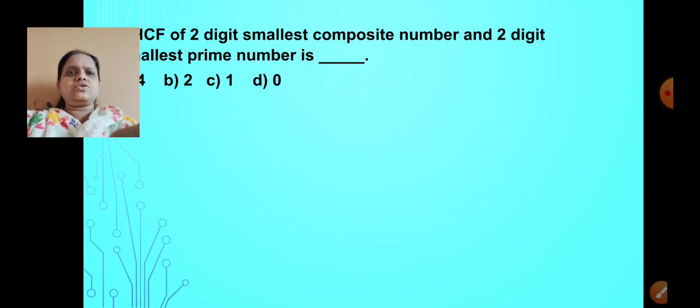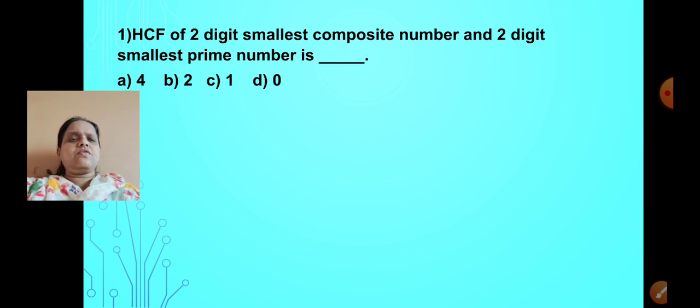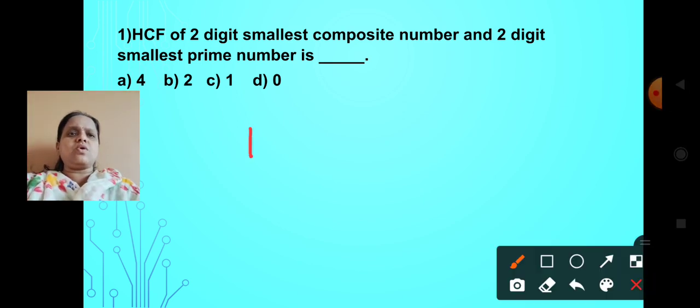Let us see few questions over here. See the question number 1. The HCF of 2 digit smallest composite number and 2 digit smallest prime number is dash. So here 2 digit smallest composite number is 10 and the 2 digit smallest prime number is 11.